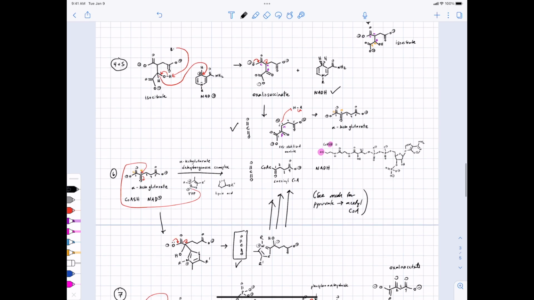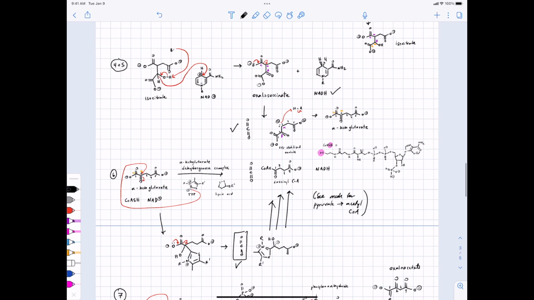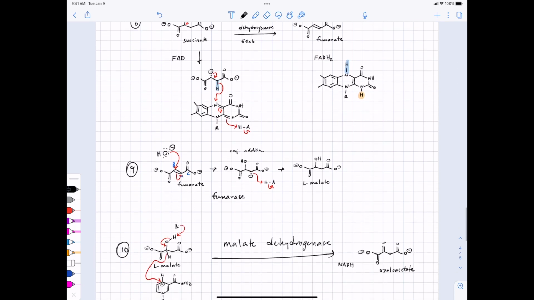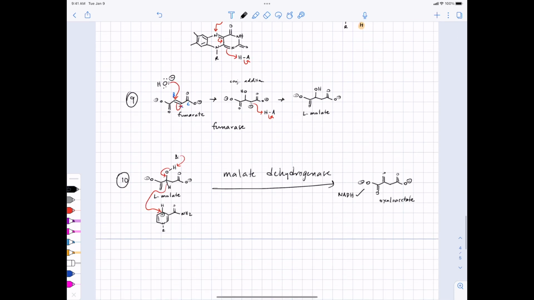Hold on. There's 2. And then there's 3. Yep. Okay, good. What else? Yeah. What was the name of the enzyme for step 3?